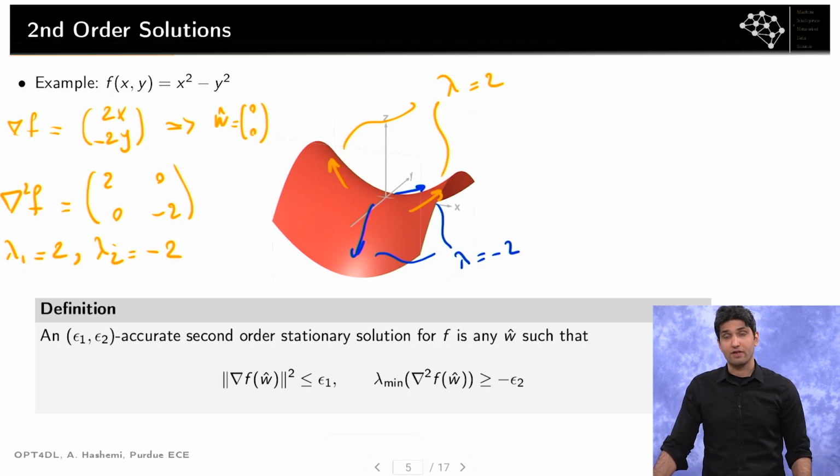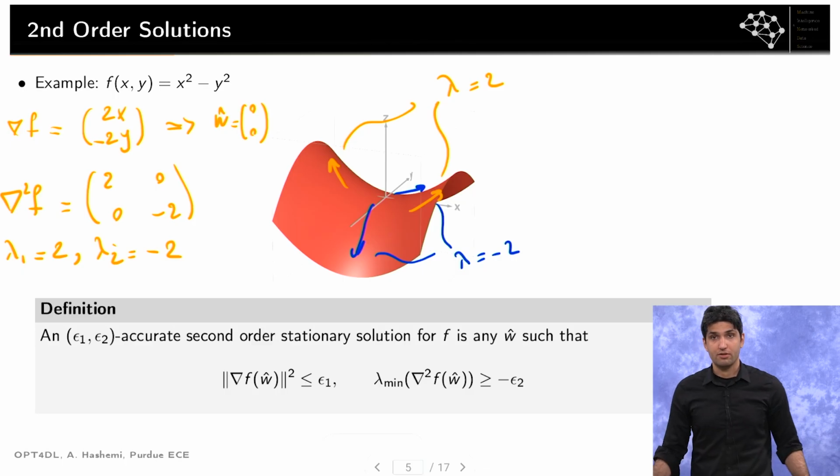If all eigenvalues were positive, then by deviating slightly from this point, I would be increasing the function value. So that would be a local minimum. If all eigenvalues were negative, by deviating slightly, I would reduce the function value. So that would mean the point is a local maximum. Okay. All right.